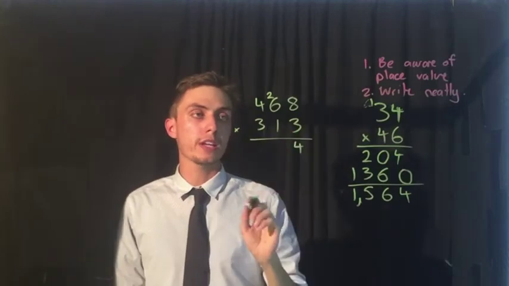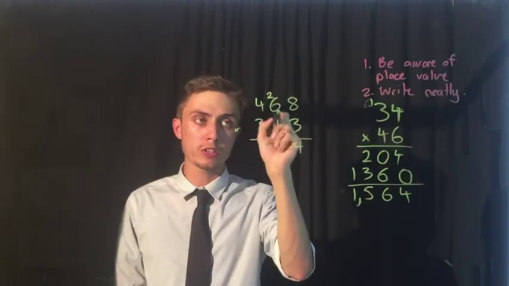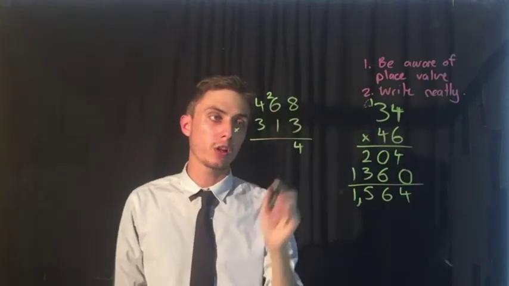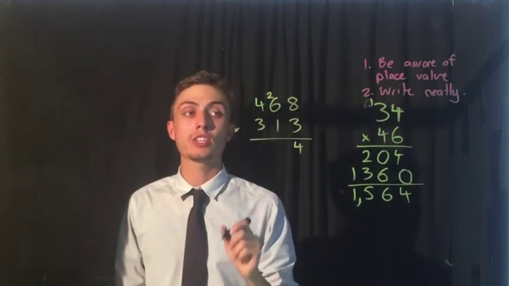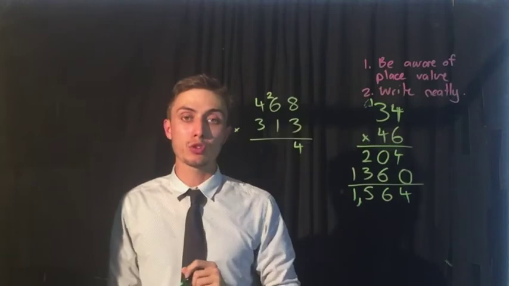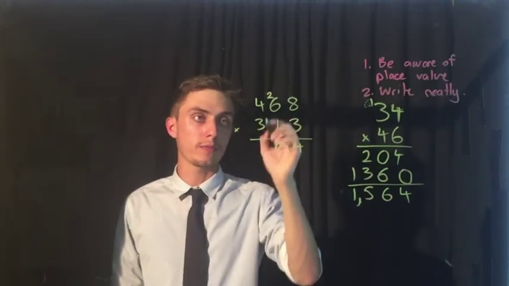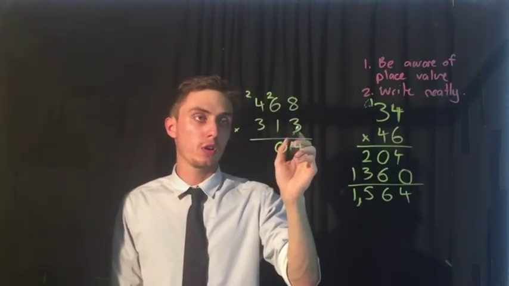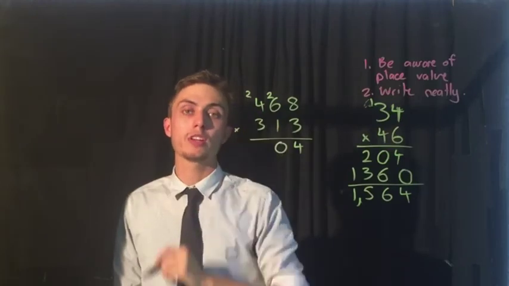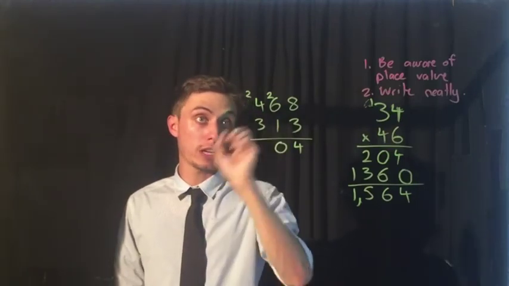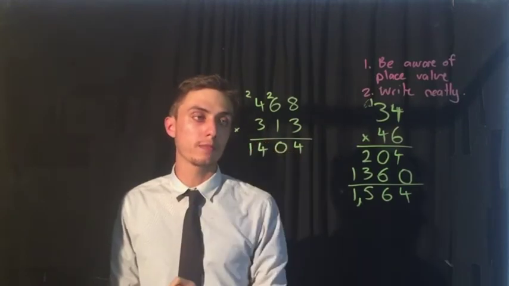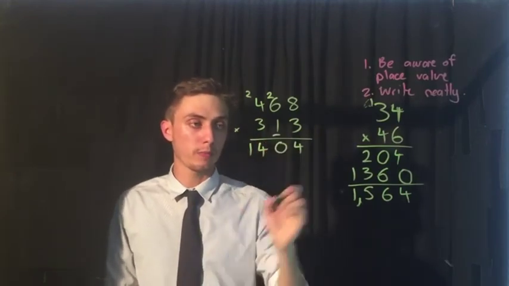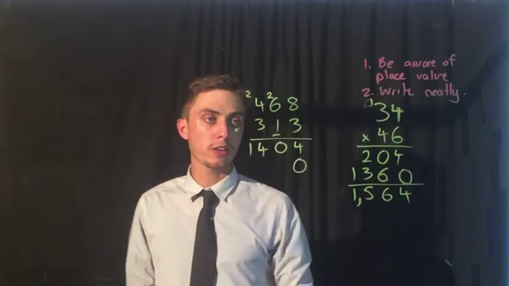Next, 3 times 6, or in this case 3 times 60, because it's sitting in our tens column. 3 times 6 gives us the answer of 18. And then we add our 2 on, so we get 20. Carry our 2. 3 times 4 gives us the answer of 12. We carry over our 2, we add it on, and we get the answer 14. Now we're working in our tens column. So we write our 0 to fill in our units.